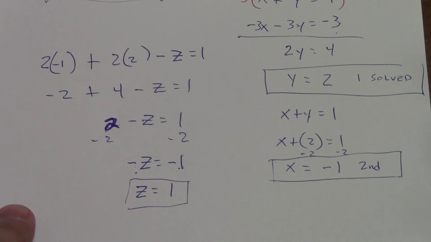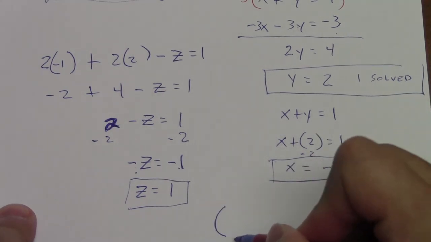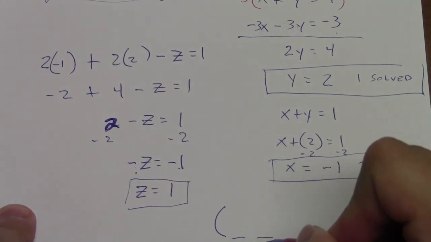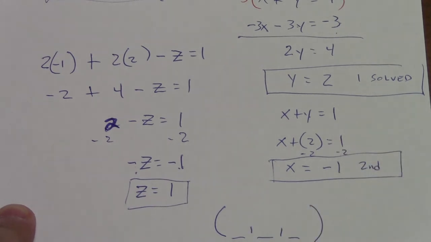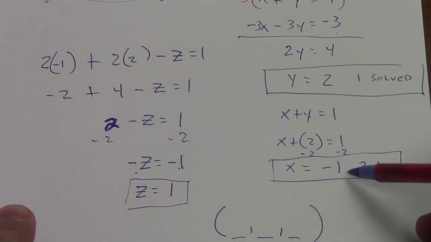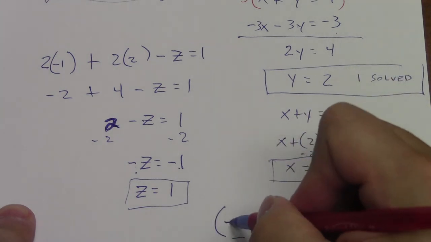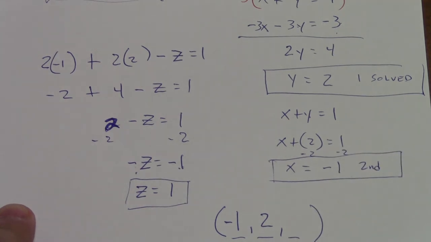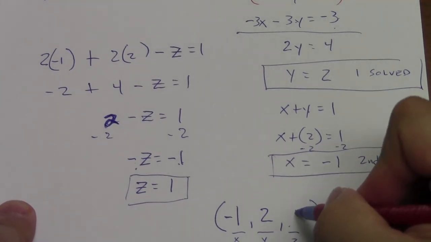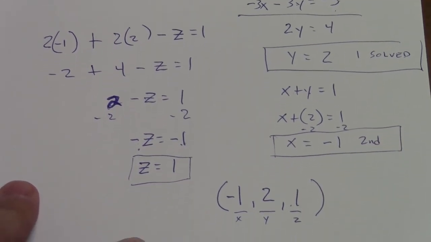So now all I have to do is put it in the right format. Remember, we have x, we have y, and we have z. All right, comma, comma. So my x is -1, so -1, comma. Y is 2, there we go. And z is 1, and that's my answer.